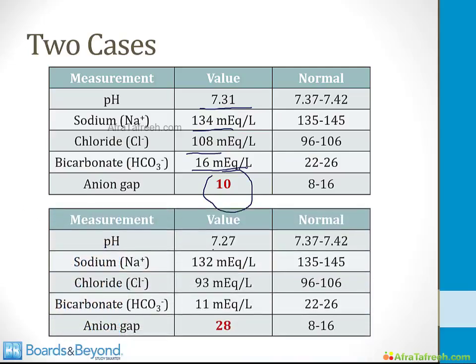Second case, the pH is also low at 7.27 and the bicarb is also low, so it's a metabolic acidosis. In this case, however, the sodium is 132 and the chloride is 93, and this works out to an anion gap of 28, which is increased. So this patient on the bottom, even though they have a similar pH and a fall in bicarb, has a very different type of disorder. This patient has an anion gap metabolic acidosis.